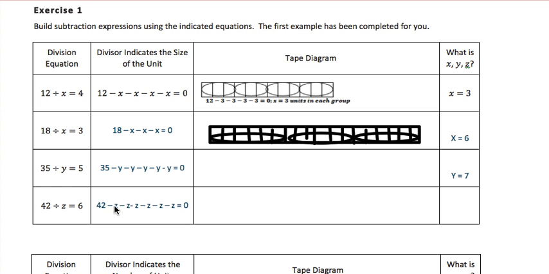So when we subtract z 6 times, we circle 6 equal groups on our group of 42 that you will draw. We'll find that there should be 7 in each group. If we're going to make 6 equal groups, each group must have 7 in it. So z is equal to 7.